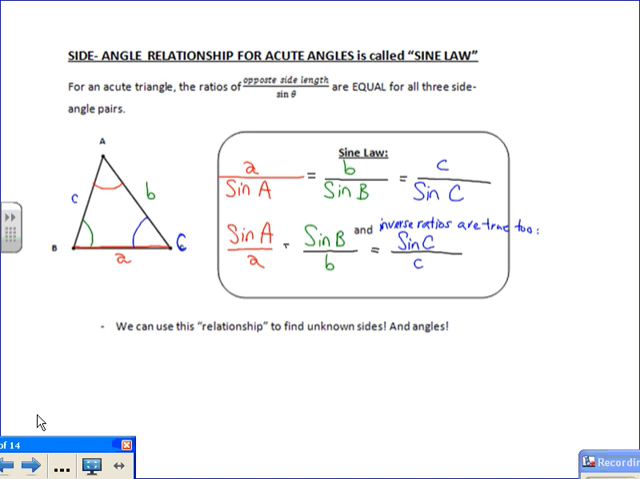Sine law is given to you in your data booklet, so you don't have to memorize this. But let's go ahead and use it then. How can we use it?